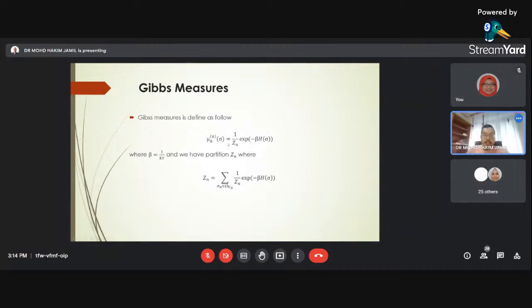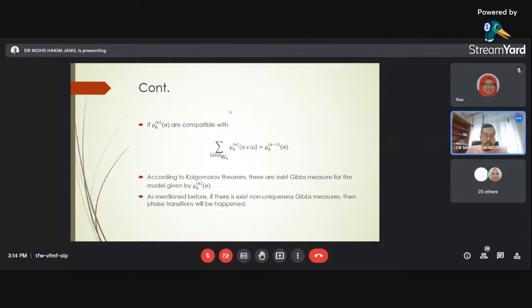Hamiltonian in the Gibbs measure. We will go through this lattice model, then we can see what is the difference between different kinds of lattice model, and we can see that they give a different Hamiltonian for the vertices. Okay, so if this Gibbs measure is compatible with this equation, then according to Kolmogorov theorem, there exists a Gibbs measure for the model given by this Gibbs measure.